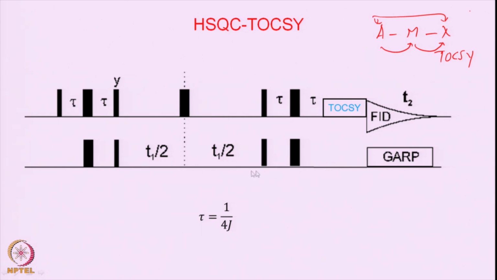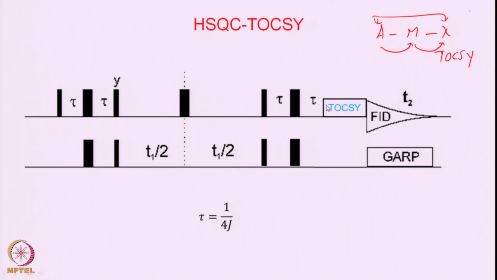This magnetization evolves during the t1 period and there is a 180-degree pulse applied in the middle, so that there is no coupling evolution between the X nucleus and the proton, that is decoupled there. Then from here the magnetization is transferred back to the proton. This is antiphase proton magnetization with respect to the carbon or the X, whatever is the X, and then during the next 2 tau period the antiphase magnetization is refocused into the in-phase magnetization.